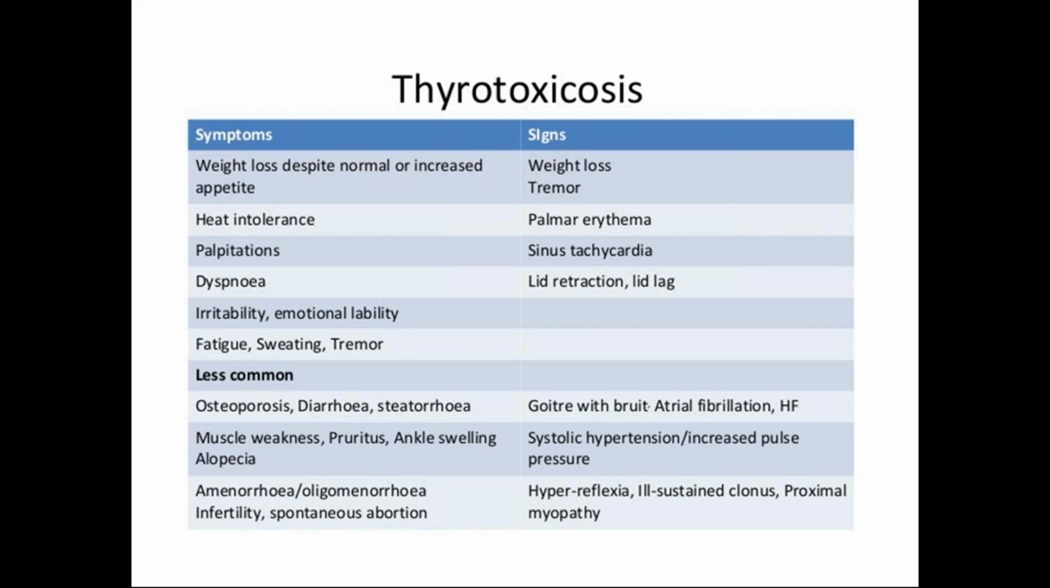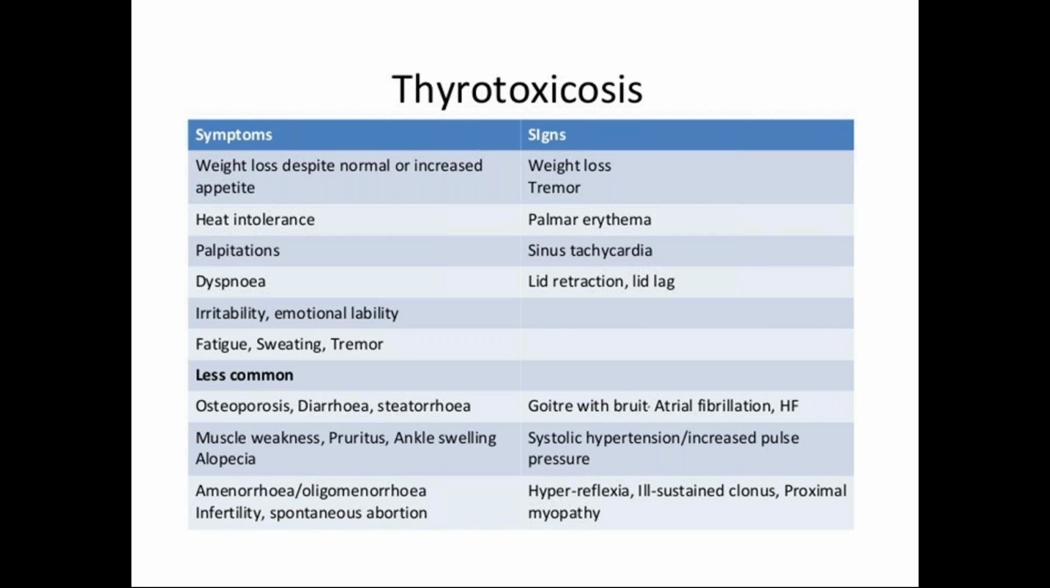Bruit is synonymous with a palpable murmur. So it's a palpable murmur. Another important sign of thyrotoxicosis is atrial fibrillation and heart failure. Coming to atrial fibrillation, one of the causes of atrial fibrillation is thyrotoxicosis.